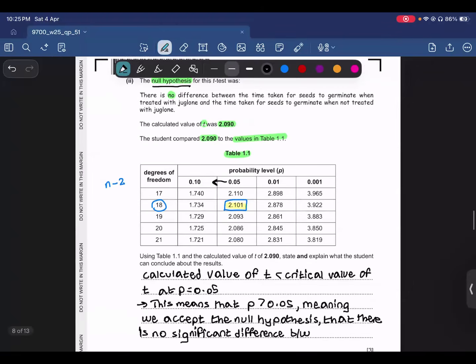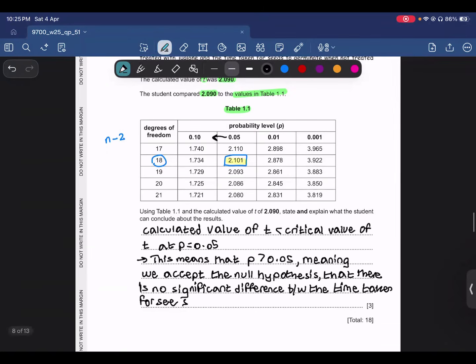Yeah. So like there's no significant difference between the time taken for the seeds to germinate with juglone and the time taken for the seeds to germinate when not treated with juglone. बिल्कुल. Always make sure to write the context after writing down कि if you accept or reject the null hypothesis. मतलब कि after writing down कि अगर कोई significant difference होगा या नहीं होगा.